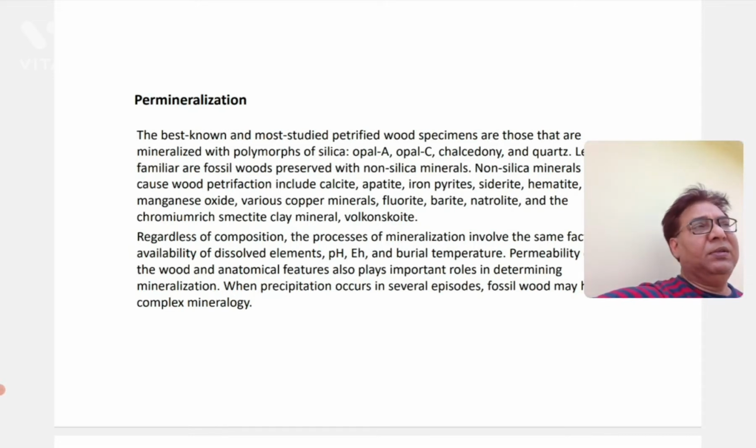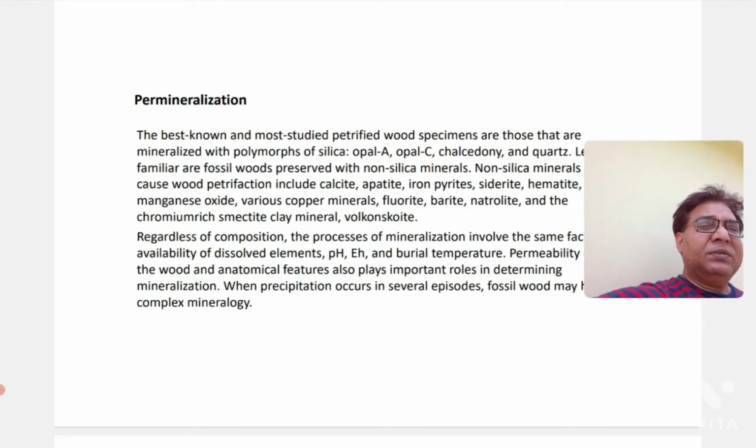But relatively less common fossilization also occurs with non-silica materials like calcite, apatite, iron pyrites, siderites, etc. Whatever the case may be, the fossilization process is dependent on some common factors, like the dissolved elements present where the fossilization is taking place, the pH of the environment, the electrical conductivity, the reduction potential of that environment, and the burial temperature. These factors control the overall process of petrifaction. Then the permeability of the tissue is also very important.